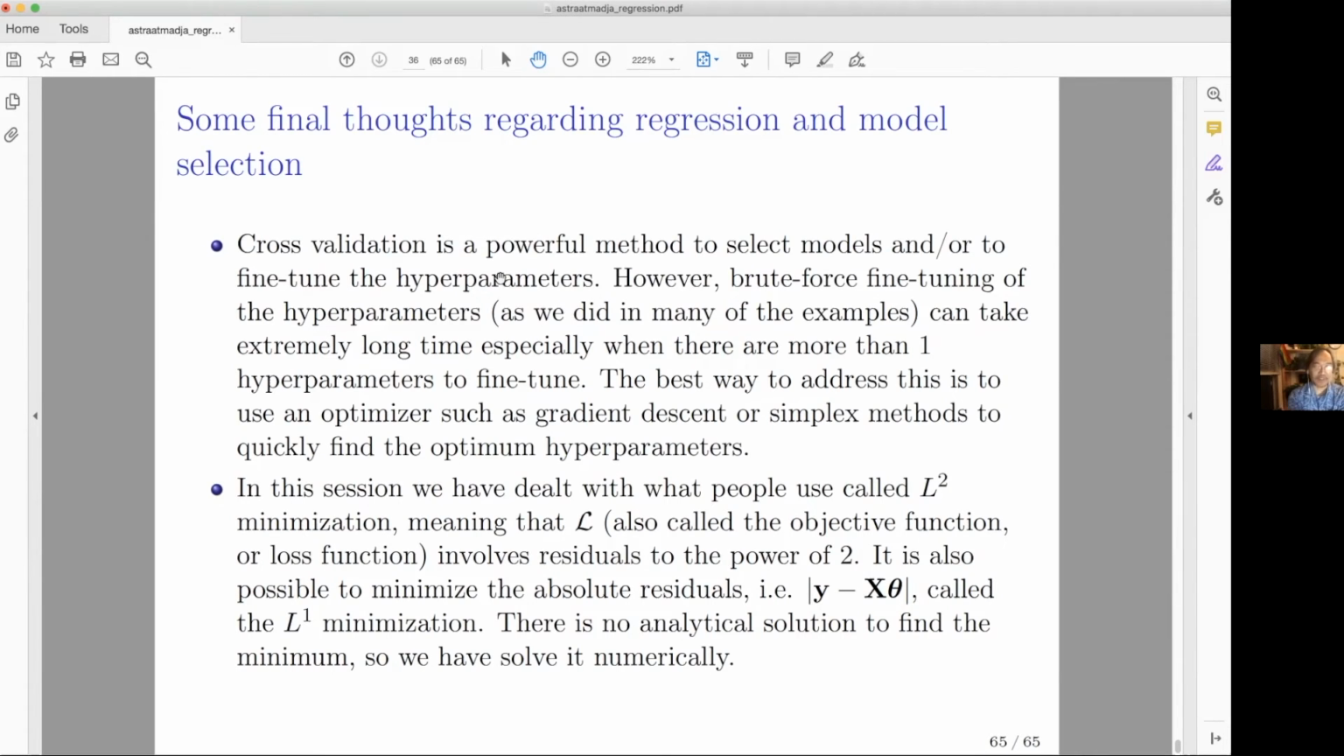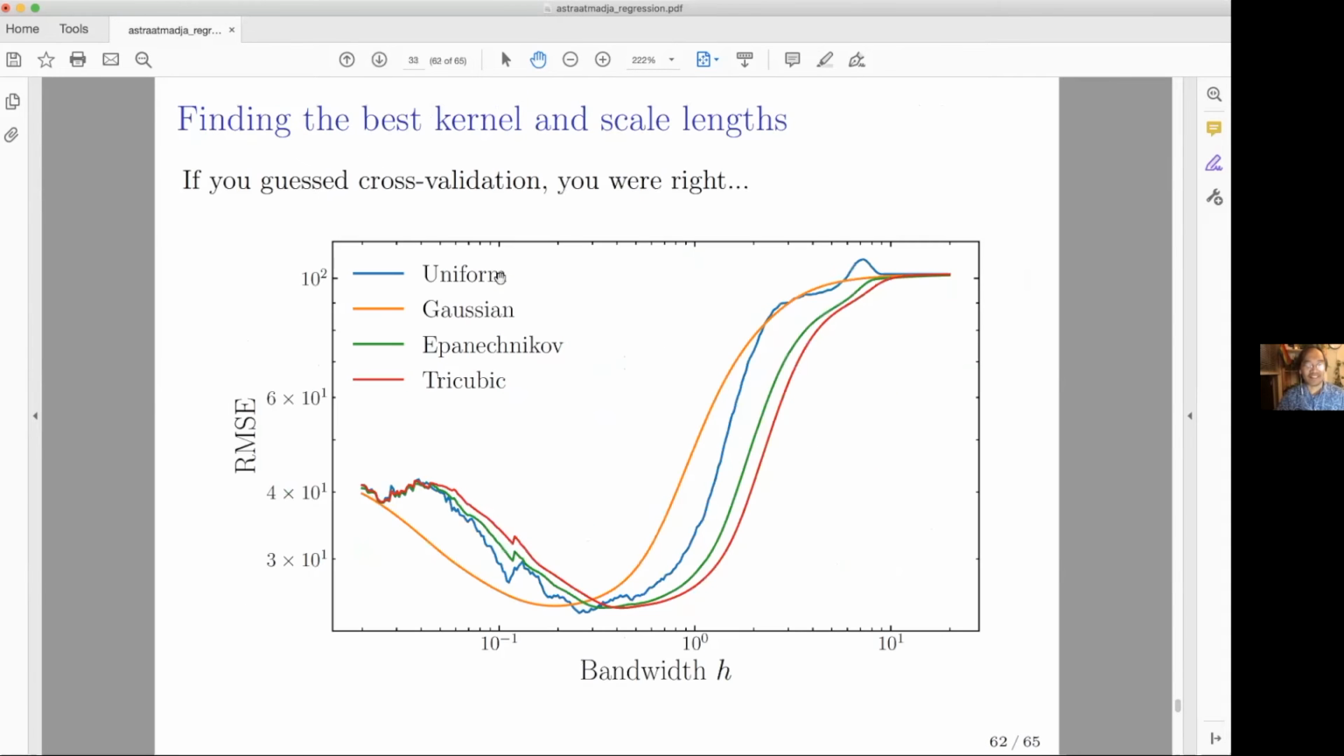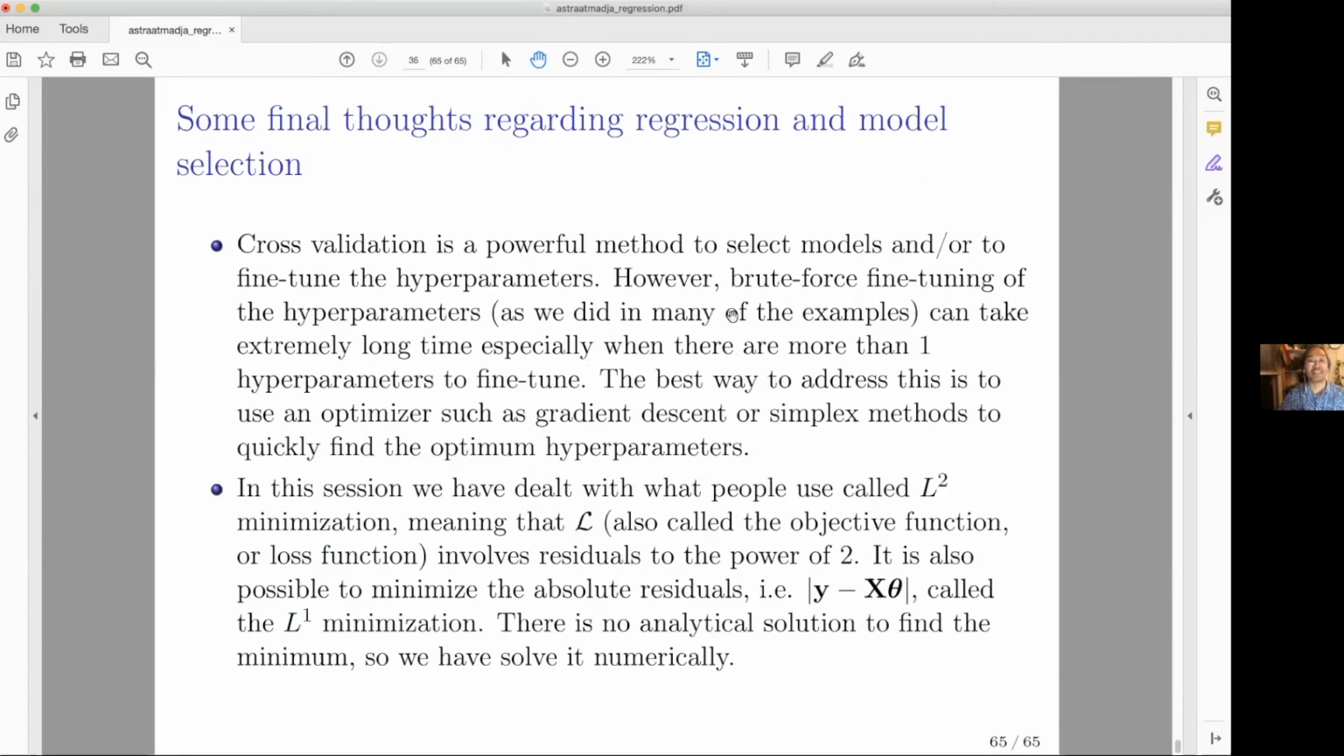So yeah, we can use cross validation. However, as you might have noticed, we actually do what we call brute force fine tuning. We define a range where we think the hyperparameters might lie. For example, here I think it's between 0.02 and 10, and then I set up a grid here and test them one by one, and that's how we create this line. This is brute force fine tuning. If we have a small number of data, like here where we only have 200, and only one hyperparameter to fine tune, that's fine. In fact, it's probably the best.